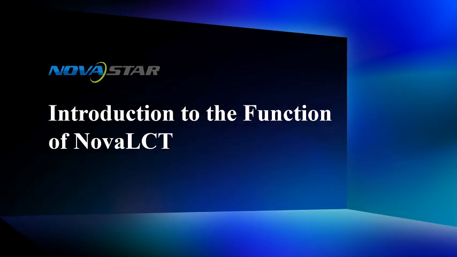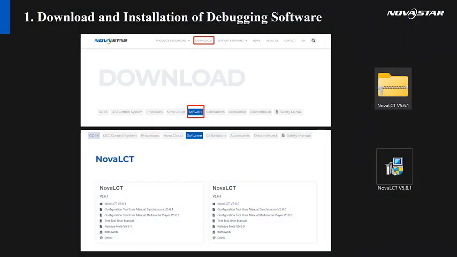This video is about an introduction to the functions of NovaLCT. First, download and install the debugging software. Log in to the official website through your browser. Go to the download center, and in the software programs you can find the software NovaLCT. Please download the latest version of the software. Then we can start installing it.